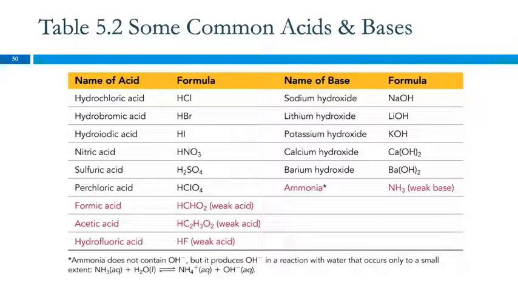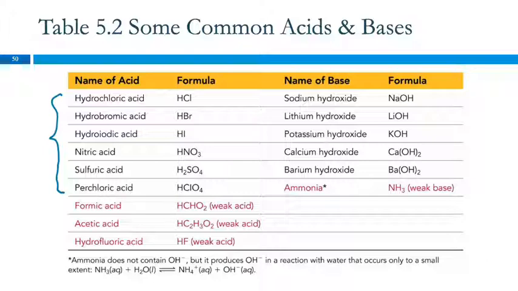So here are some common acids and bases. And this is where the book finally tells you which ones are strong and weak. So there's our 6 strong ones. HCl, HBr, HI. What do these guys have in common? It's a binary acid with a halogen, right?